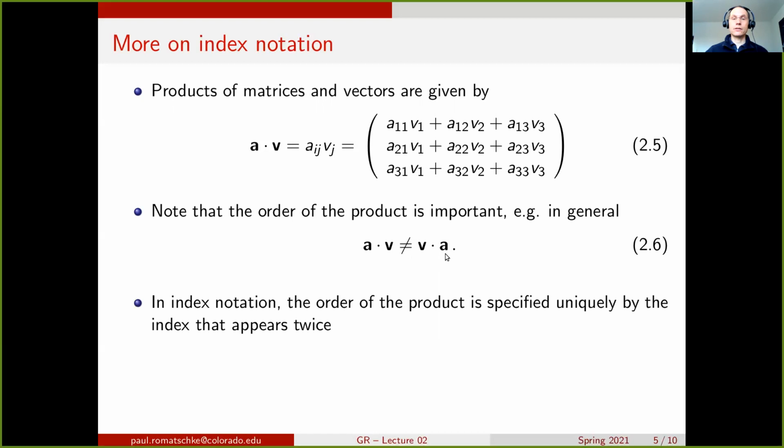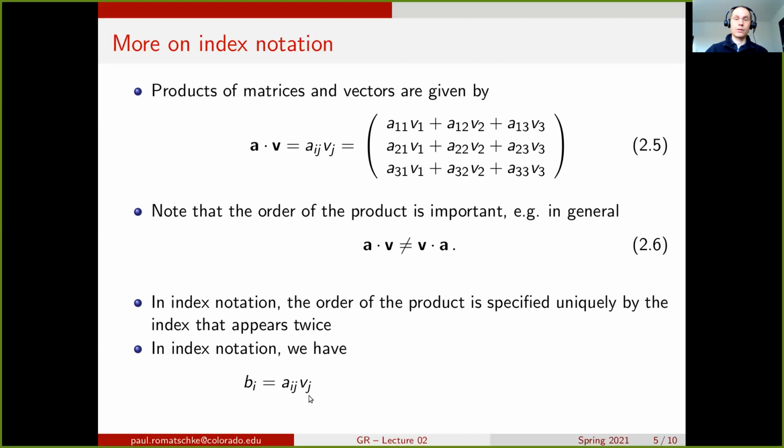In index notation, the order of the product is uniquely specified by the index. In particular, it is the index that appears twice. That's the one that corresponds to the product. So whatever that index is, that specifies which order you want to take. Let's be a little bit more explicit about this. So consider an object b_i that is formed by the matrix product of A with respect to V on the second index.